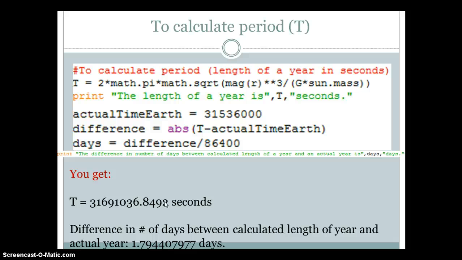In order to find out how accurate my calculated number was, I calculated the difference in the number of days between my calculated length of a year and the actual length of a year. I found the difference to be approximately 1.79 days, which if you think about, compared to a whole year is an extremely small difference, which means my calculated value of the period was fairly accurate due to it being within 2 days of the actual length of a year.